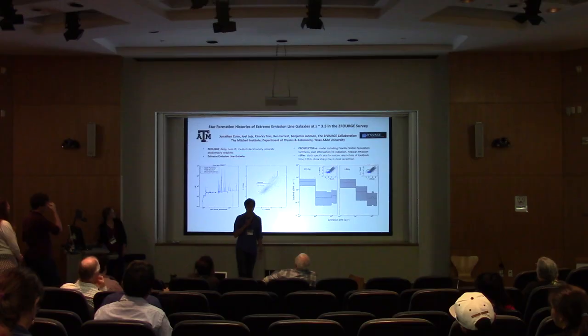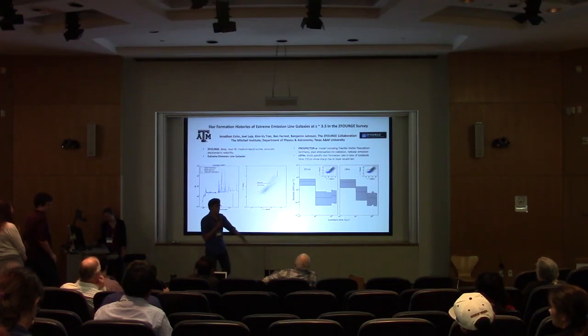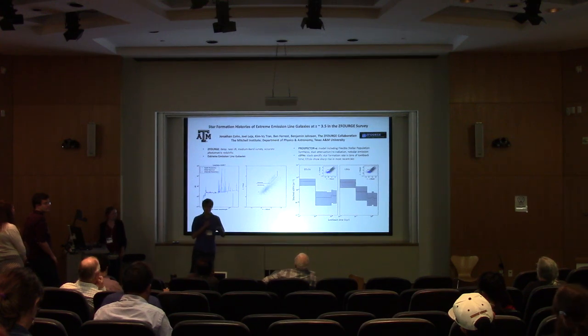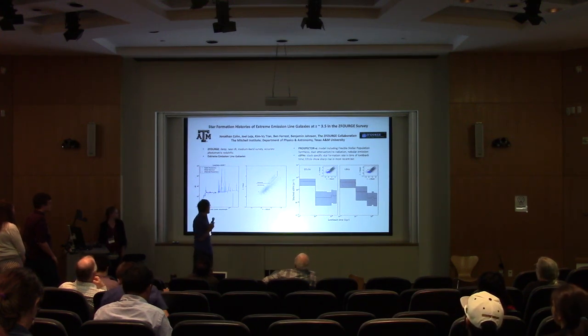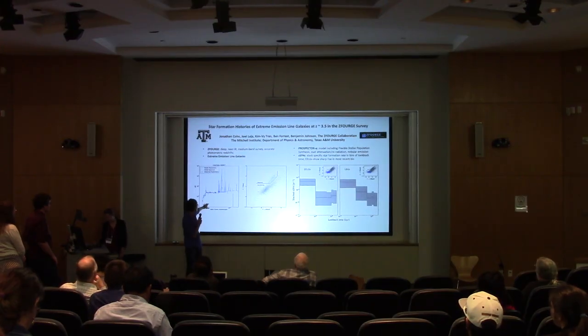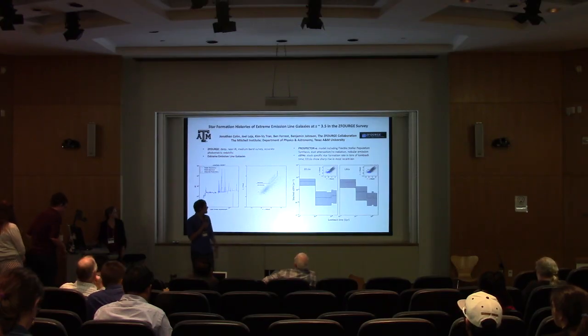We get our data from the ZFOURGE survey, which is a deep near-infrared medium-band survey with photometric redshifts that are accurate to about 1 or 2%. We've identified a population of extreme emission line galaxies. I've got an SED of one of those over here on the left. These are galaxies with very strong [O III] and H beta emission lines.